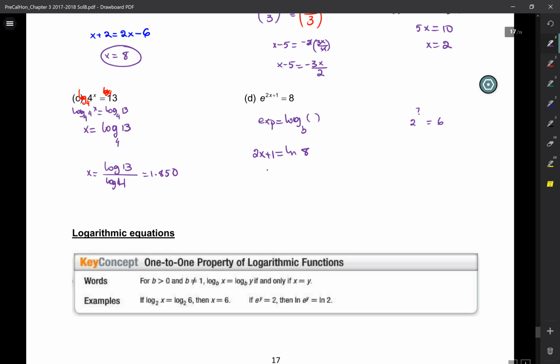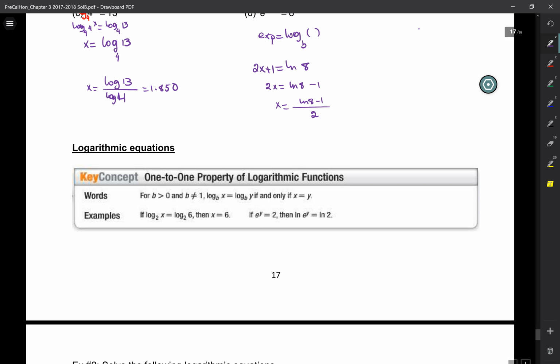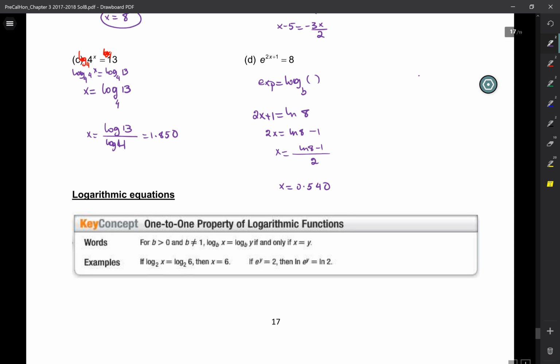Okay? So 2x is equal to ln of 8 minus 1. X is equal to ln of 8 minus 1 over 2. Okay? And what is that when you put it in the calculator? 3 decimal places? 0.540. Thank you.